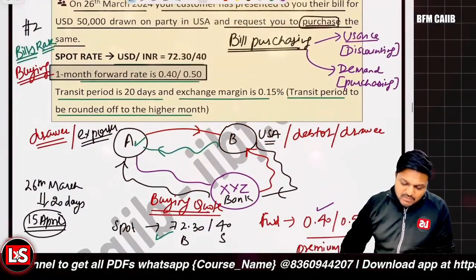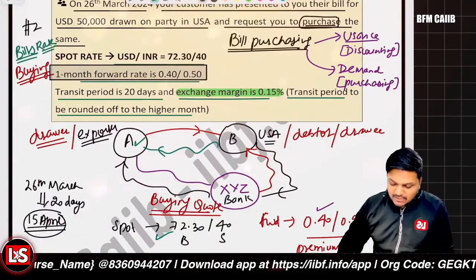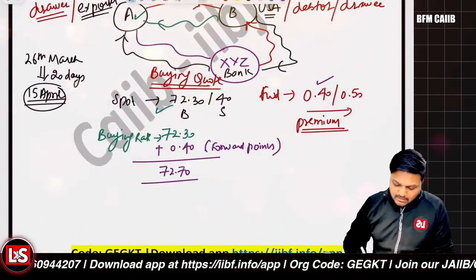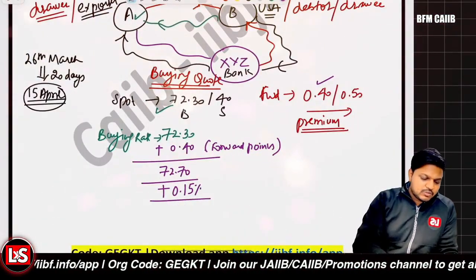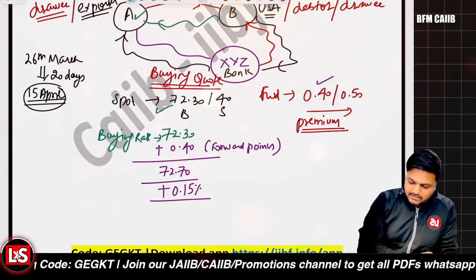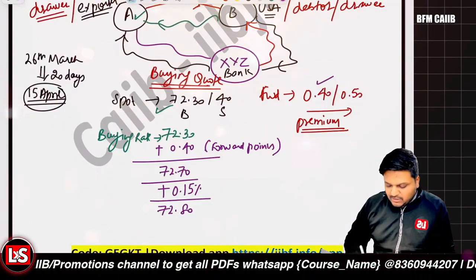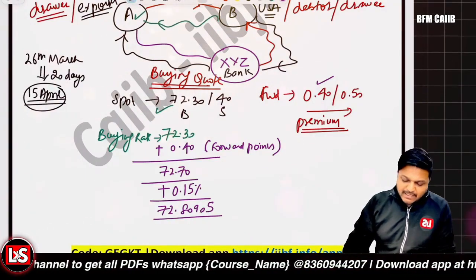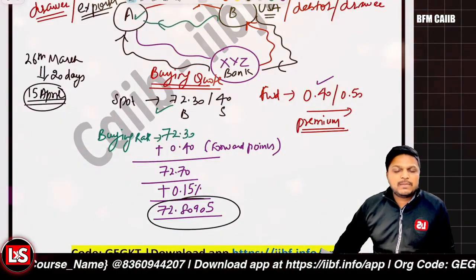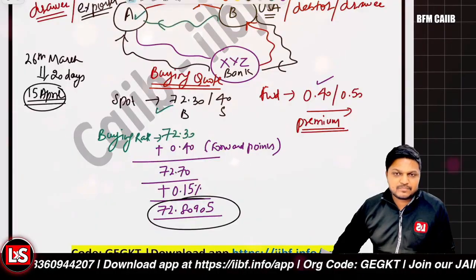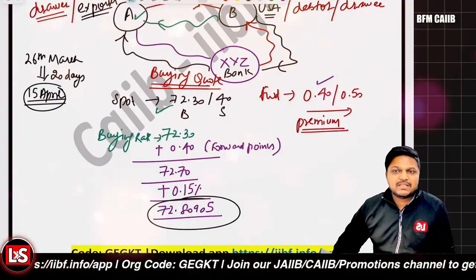But keep in mind the exchange margin is also applicable. The exchange margin of 0.15% is also applicable. So it is plus 0.15%. That is to be added up. So 72.7 plus 0.15% is 72.80905. This price would be there. This is the price according to which the bill is to be purchased. The bill will be purchased at this point, right? So that's the case.